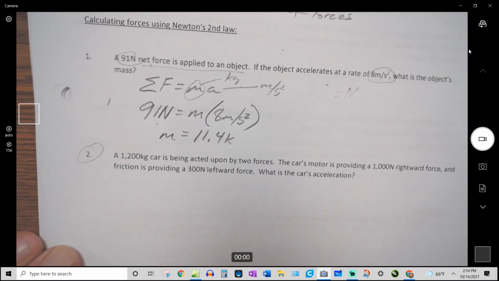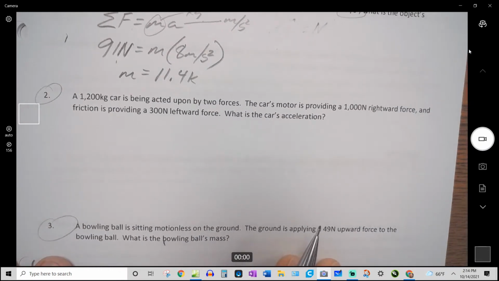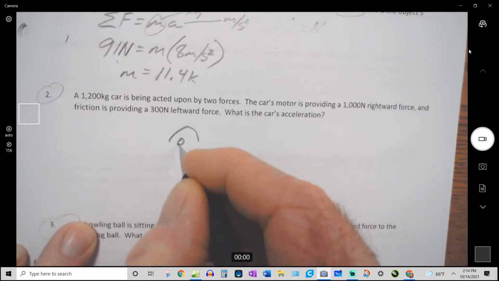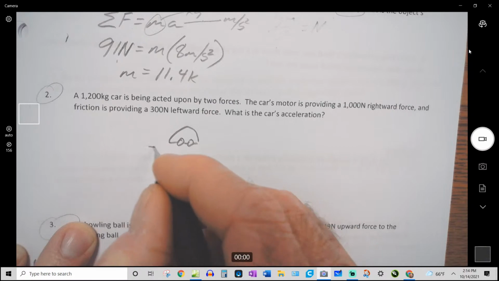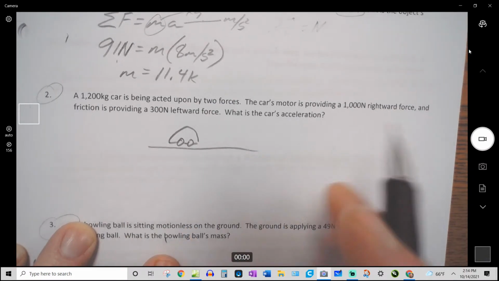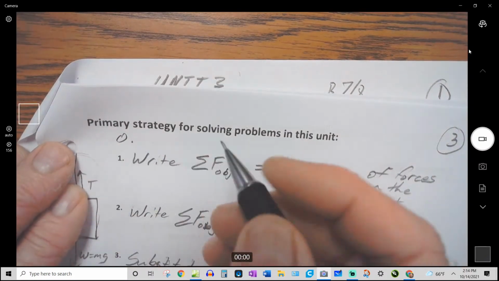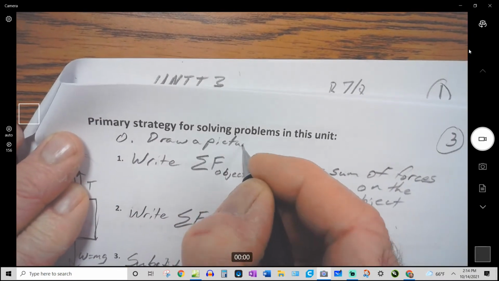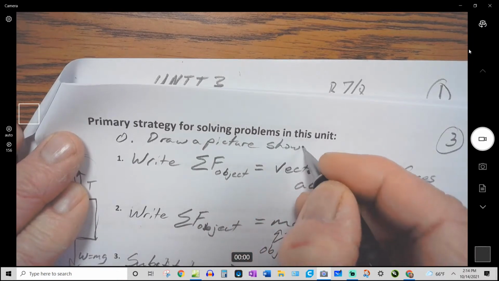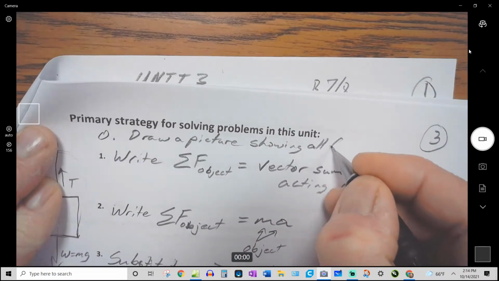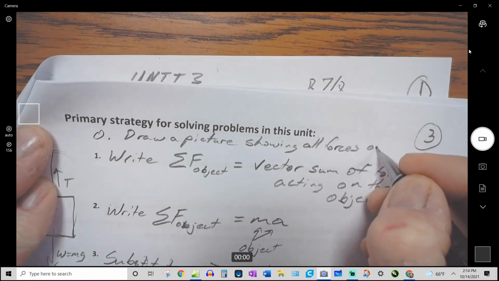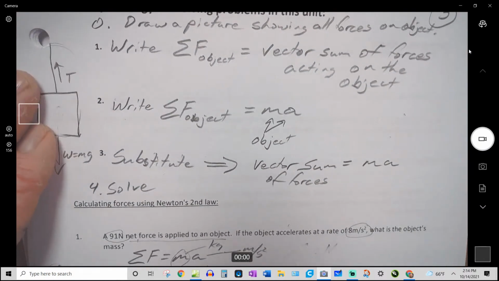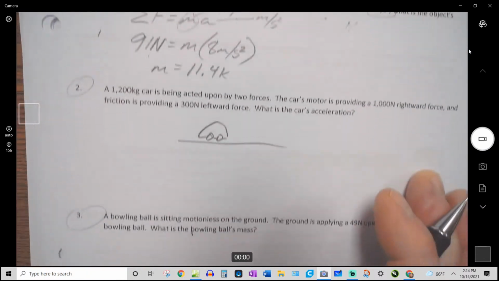Now, number 2, we get to use the strategy here, although this is a really easy one you could probably do without it. 1,200 kilogram car. Here's the car. Step 0, draw a picture showing all the forces on the object. I guess I was just assuming you would do that, but I should write it down.